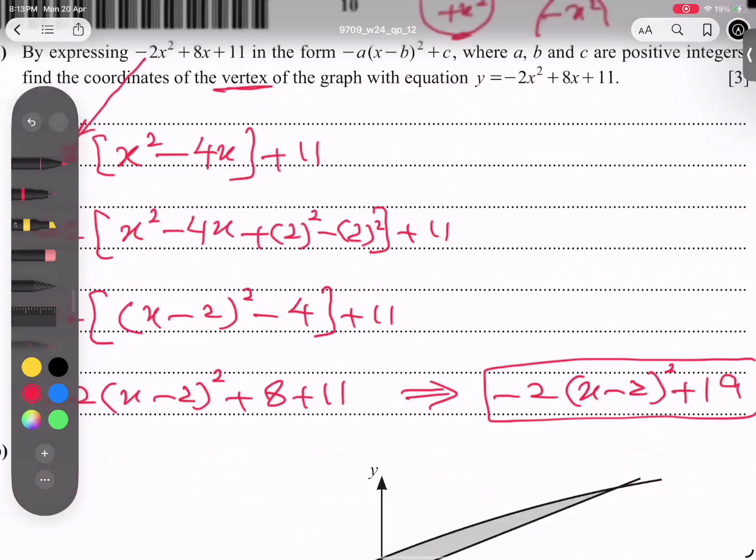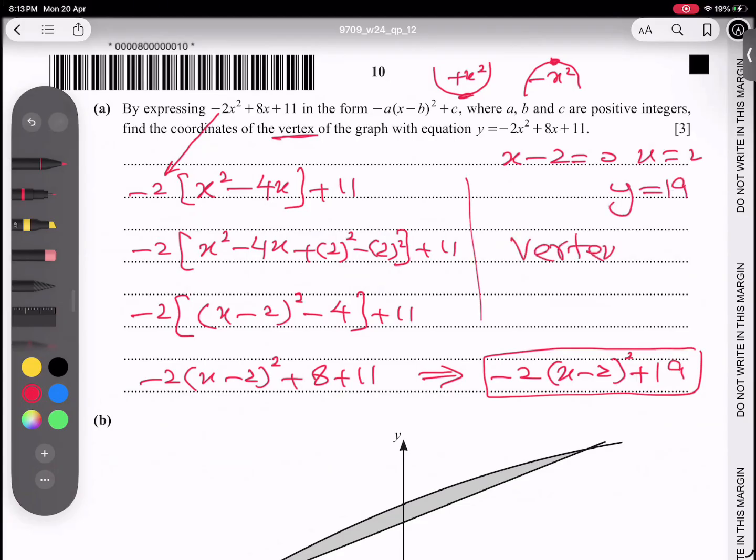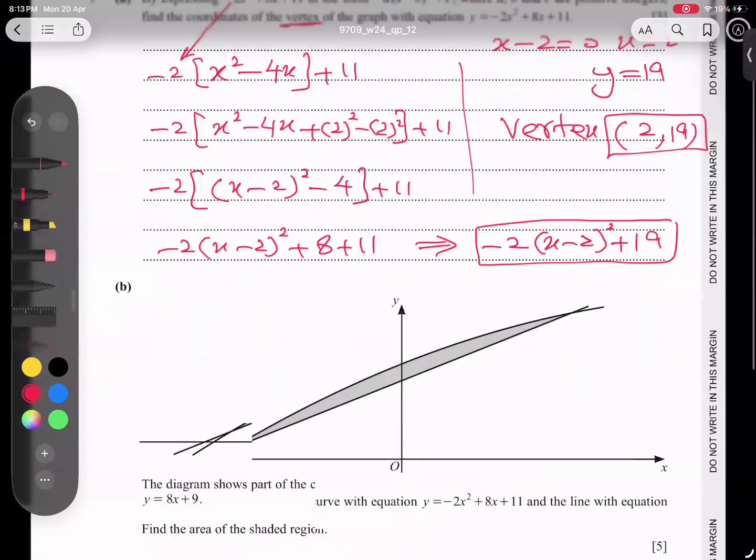How to get the vertex? Under the power 2, whatever is there, plug in equal to 0. I'm getting x is equal to 2. And the number outside is the y coordinate, 19. So the vertex coordinate I'm getting here is (2, 19). I hope the concept is clear and we have done the vertex coordinate too. So let's go to the next part.